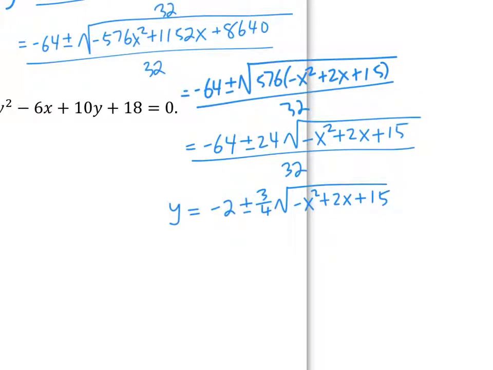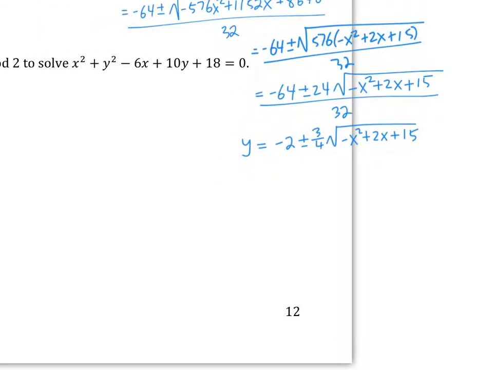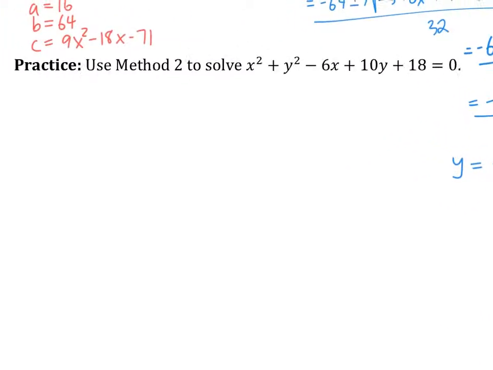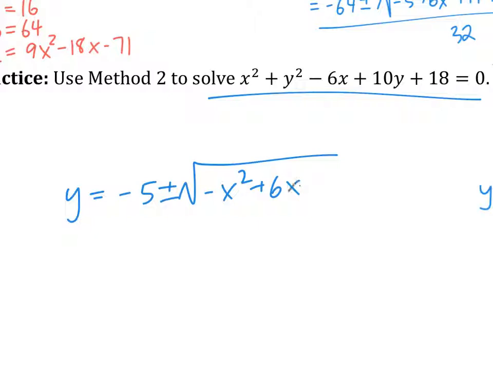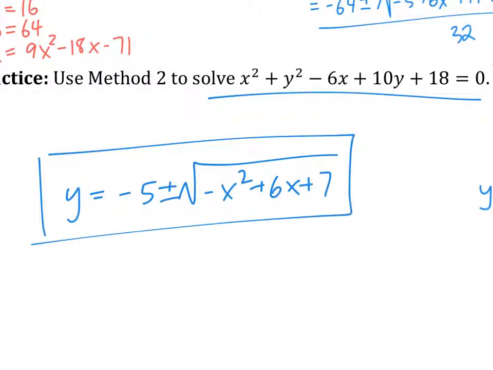All right, so when you graph, you're going to graph both. Okay, so let's have you guys try it again. So try this practice one. Let me know when you are done so I can check it. Okay, the answer is y equals negative 5 plus or minus square root of minus x squared plus 6x plus 7. Not 43, Zach.